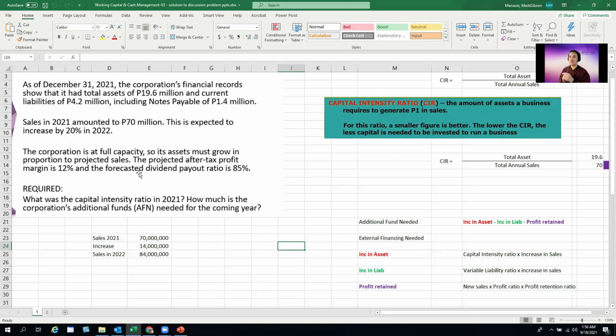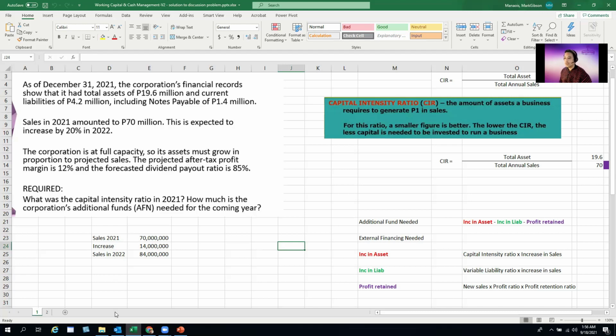So balikan natin yung sales natin kanina. Of course, may increase sa sales, may increase din sa inventory, no? Kung mayroong increase sa inventory and you purchase it on account, and therefore merong increase sa accounts payable natin, no? So what I'm trying to say here is that accounts payable is an example of spontaneous liability or variable liability.